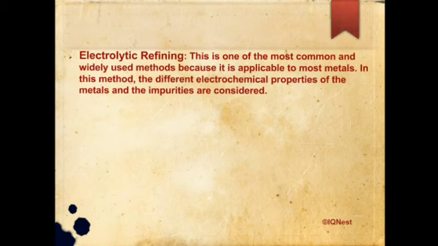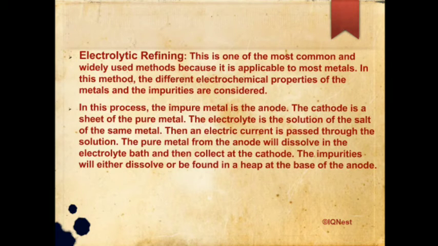The next one is electrolytic refining. This is one of the most common and widely used methods because it is applicable to most metals. In this method, the different electrochemical properties of the metals and the impurities are considered. In this process, the impure metal is the anode, and the cathode is a sheet of pure metal. The electrolyte is a solution of a salt of the same metal. Then an electric current is passed through the solution. The pure metal from the anode will dissolve in the electrolyte bath and then it is collected at the cathode. The impurities will either dissolve or be found in a heap at the base of the anode.